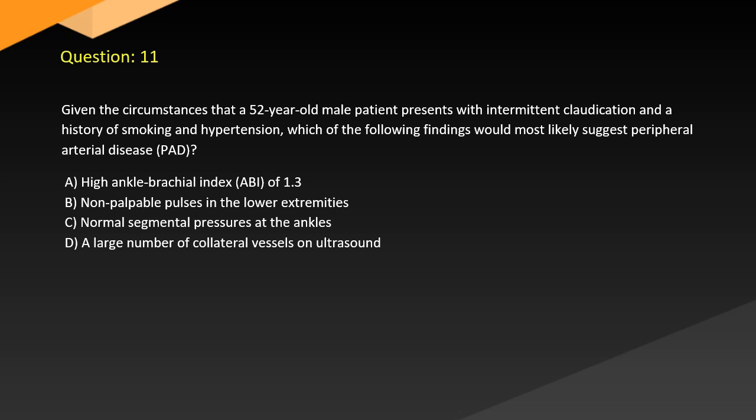Question 11. Given that a 52-year-old male patient presents with intermittent claudication and a history of smoking and hypertension, which of the following findings would most likely suggest peripheral arterial disease, PAD? A. High ankle-brachial index, ABI, of 1.3. B. Non-palpable pulses in the lower extremities. C. Normal segmental pressures at the ankles. D. A large number of collateral vessels on ultrasound.